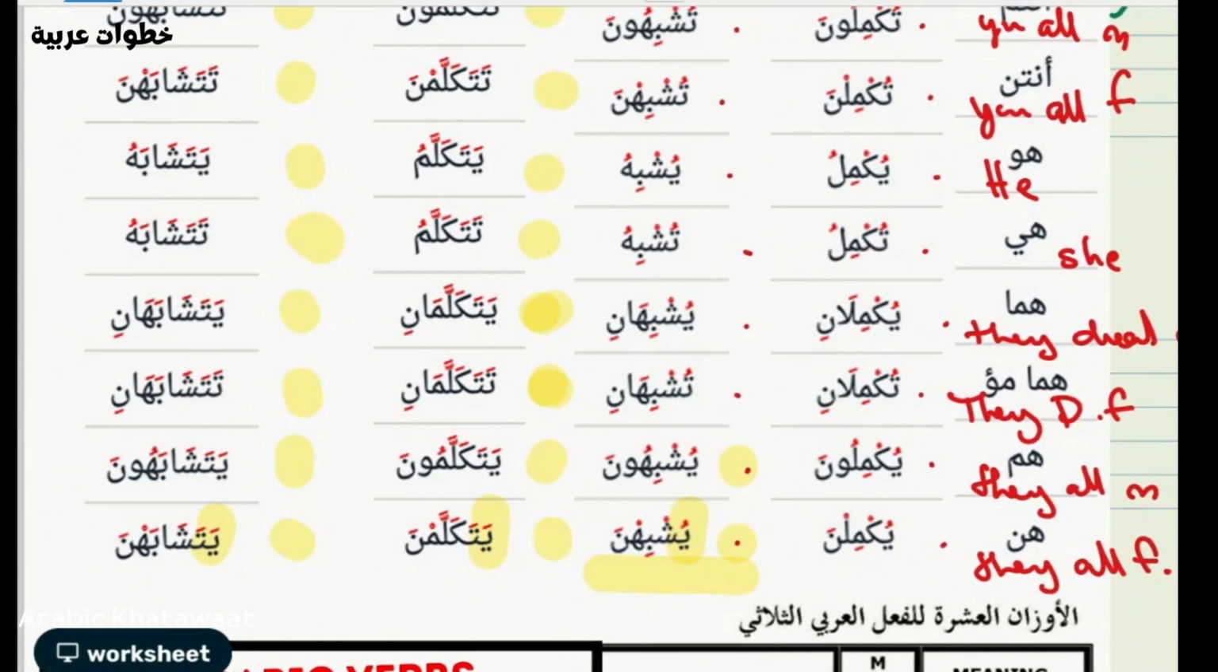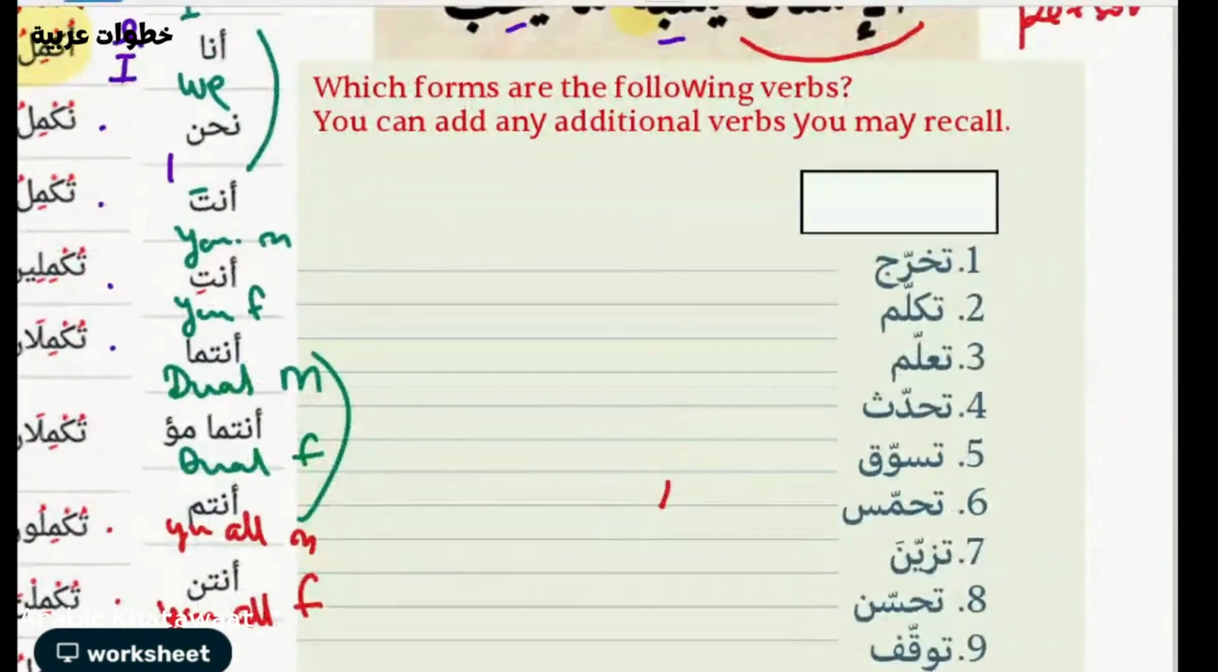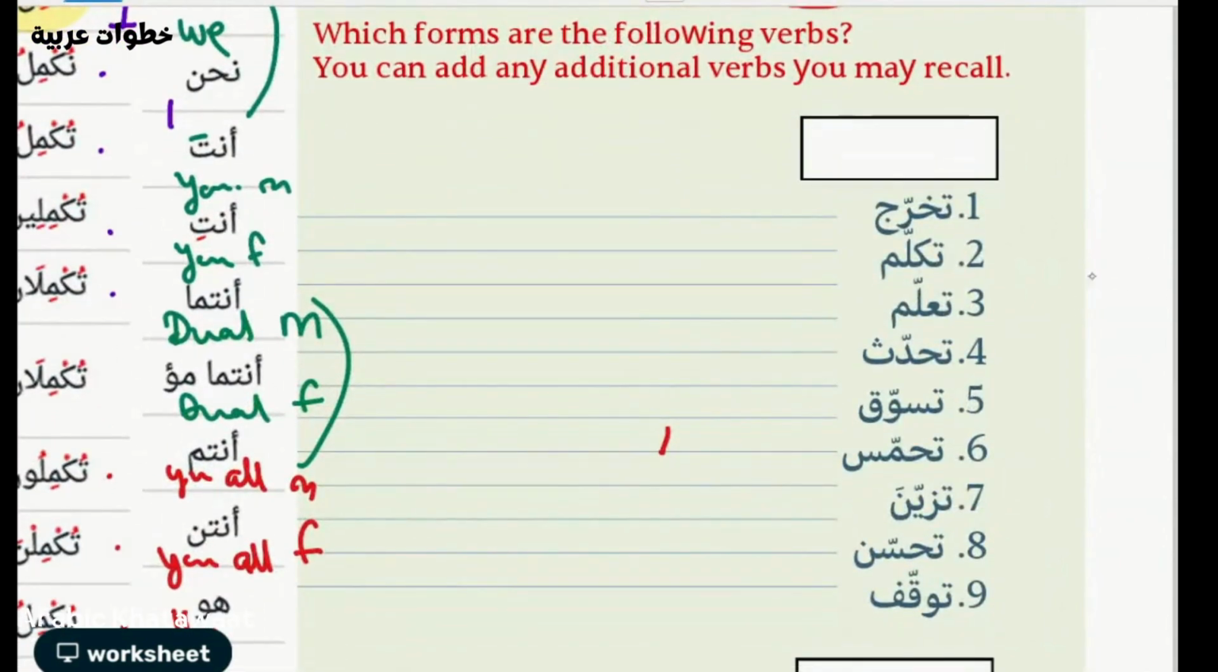Now, if I move on to this category I have to figure out what is their form. So which forms are the following verbs? And you can add any additional verbs you may recall. So for instance, here I say تخرج, تكلم, تعلم, تحدث, تسوق, تحمس, تزين, تحسن, توقف. I'll start with the rhyme.